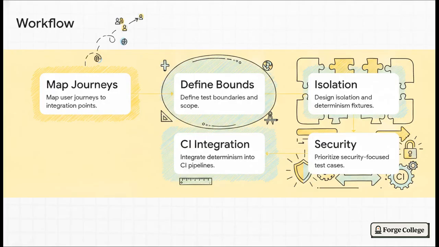To actually get there, we follow a 5-step engineering workflow. Step 1, map your user journeys. Step 2, define those test boundaries we just talked about. Step 3, design isolation fixtures. Step 4, prioritize security. And Step 5, integrate the whole thing into your continuous integration or CI pipeline. You have to remember, you simply cannot exhaustively test every single interaction across the entire blockchain. It's impossible. So we have to be smart and selectively cover the highest risks using this specific workflow.